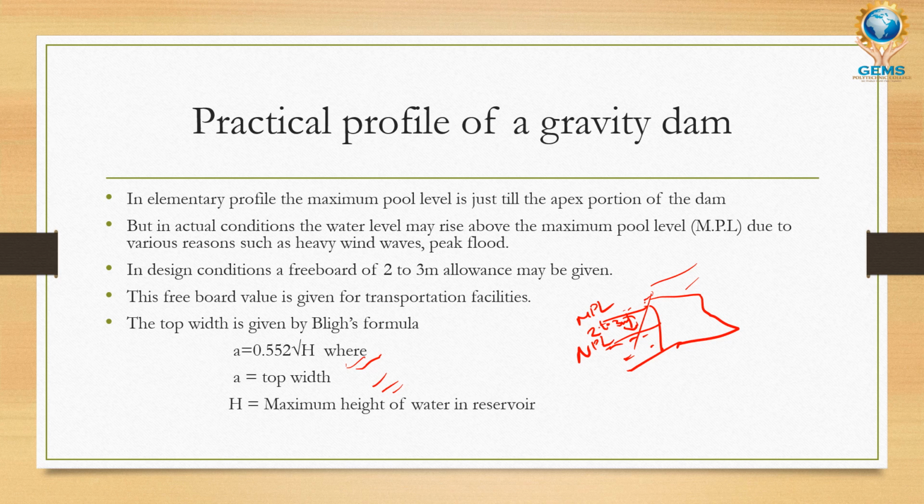That is, A is equal to 0.552 into root h. A is the top width, and h is the maximum height of water present in the reservoir, that is, up to the maximum pool level.